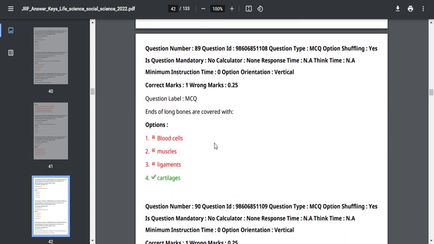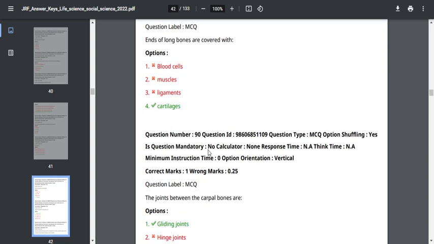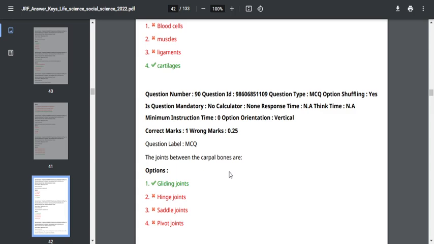The ends of long bones are covered with cartilage. Next, the joint between carpal bones is called a gliding joint, whereas the knee joint is called a hinge joint.